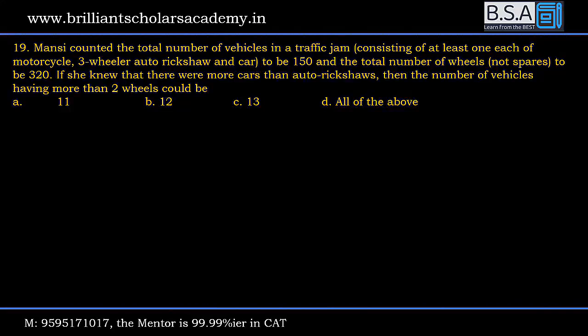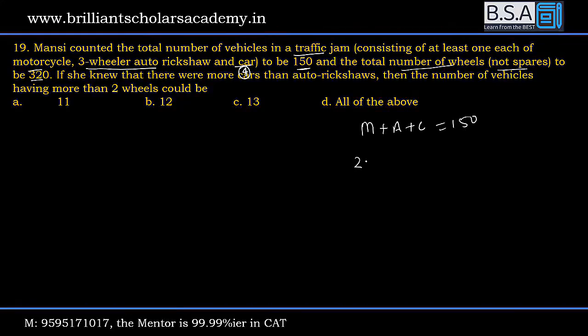So this turns into a 3-variable equation, but not a very big deal, not a very difficult question to work with. Mansi counted total number of vehicles in the traffic jam, consisting of at least one motorcycle, 3-wheeler auto rickshaw, and a car. Car we assume 4 wheels. The vehicles are 150 and total number of wheels, not counting spares, is 320.